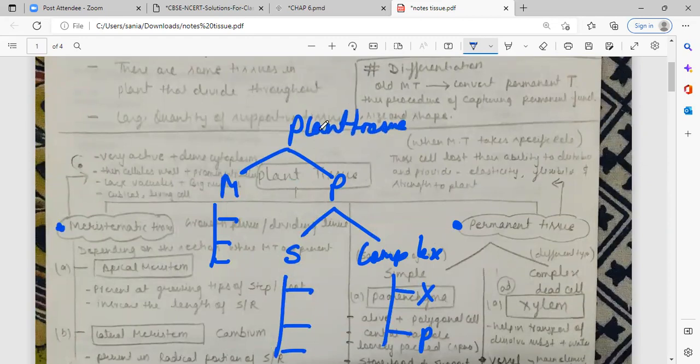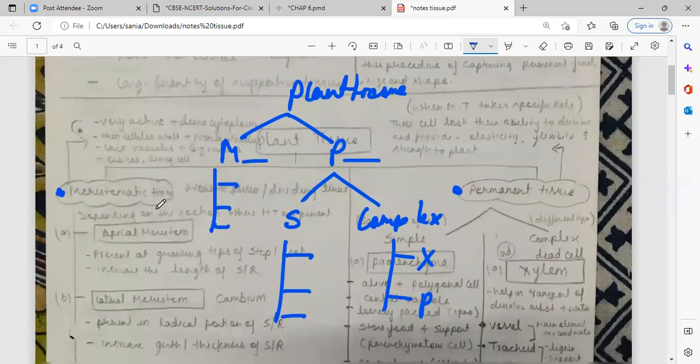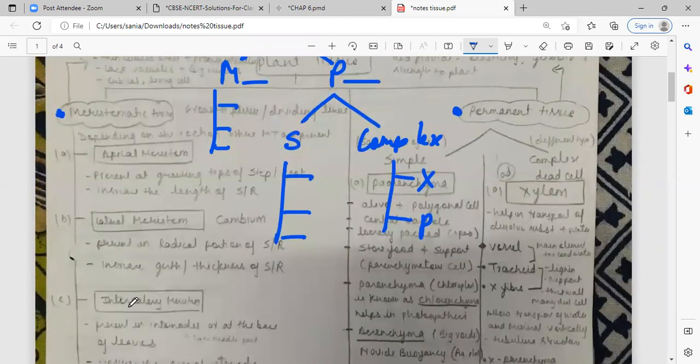Okay, plant tissue. Then you will write meristematic tissue. You have your books with you. You can check the spelling from there. Meristematic tissue and permanent tissue. Then over here, apical, lateral, and intercalary.